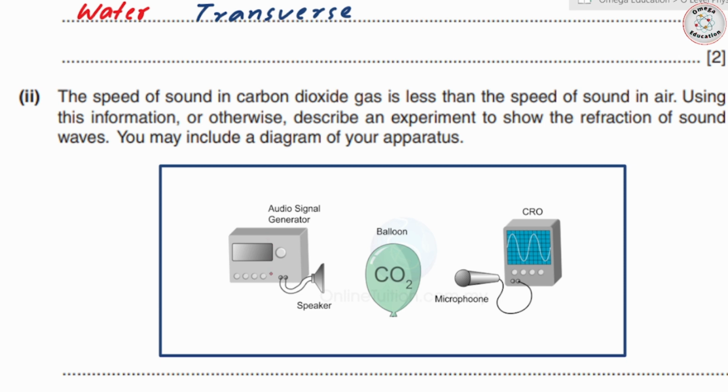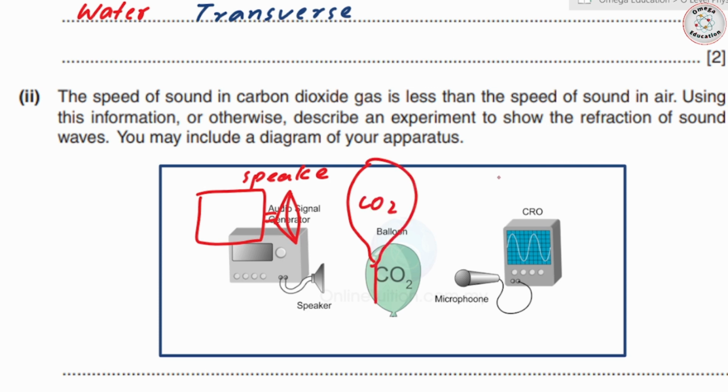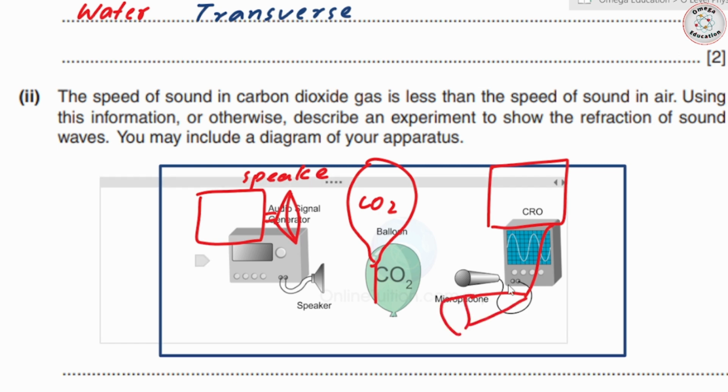Obviously, you won't be able to draw the speaker and the CRO itself, so you can just draw the block diagram. All right, so this is a generator that contains the speaker. All right, then you have the balloon that'll contain CO2, and then you have CRO, which is connected to a microphone. So anything like this you have to draw.